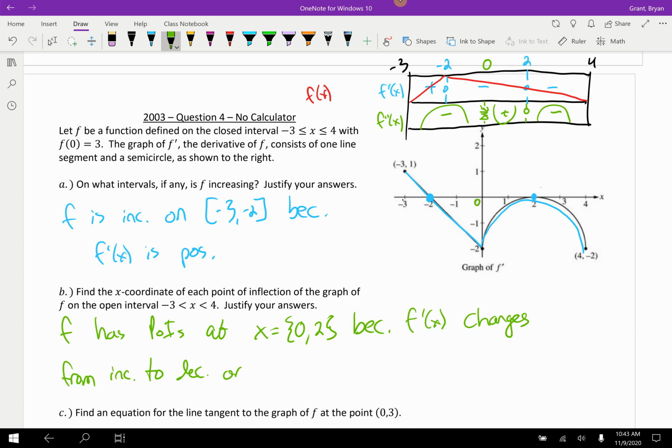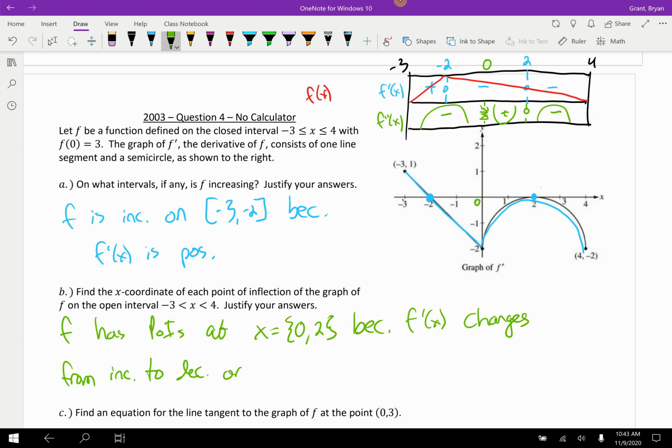Find an equation of the line tangent to the graph of f at the point 0, 3. Well, let's just set up our normal tangent line. It's been a while since we've done one of these, but I think we'll be okay. It needs to be f prime of 0 times x minus 0 plus f of 0. So a couple blanks here, and we actually already know all of these answers. F of 0 is 3. They gave us that. But what about f prime of 0?